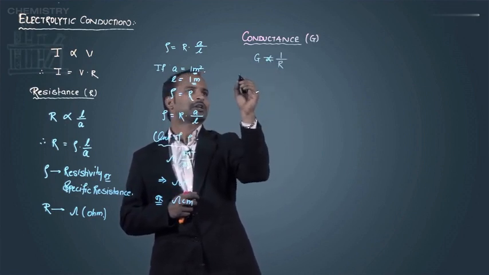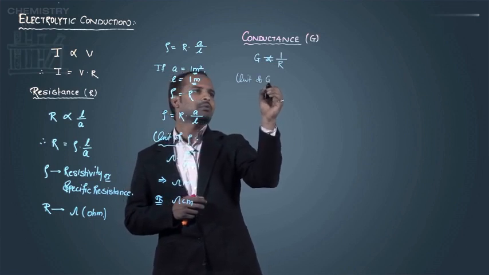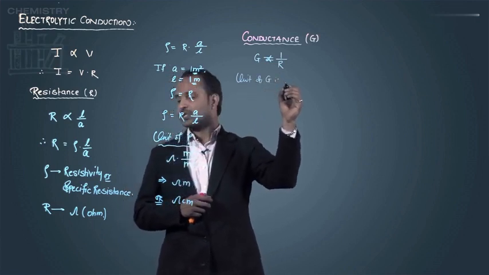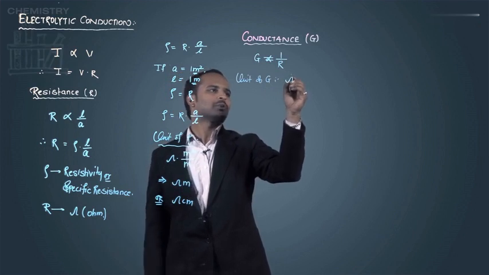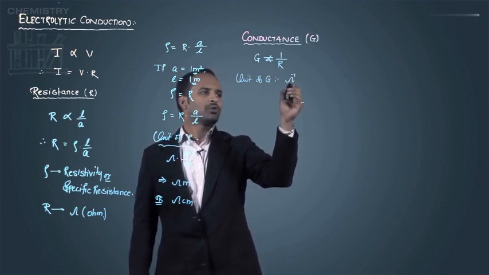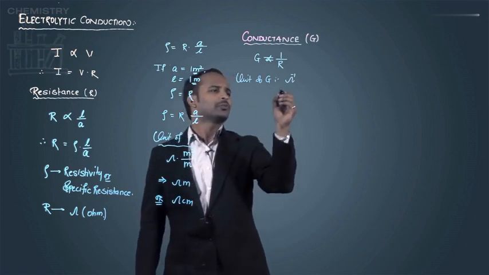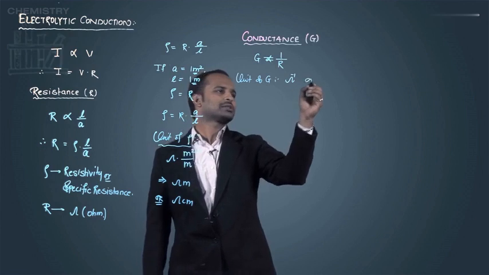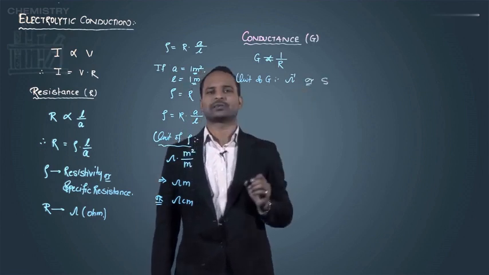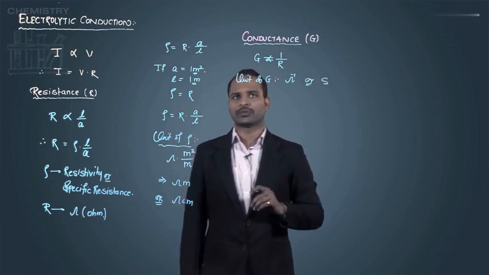Since G is equal to 1 upon R, the unit of G is 1 upon the resistance unit, which is ohm, so it is going to be per ohm. Per ohm is also known as Siemens. It is represented by the capital letter S. So the unit of G is per ohm or Siemens.